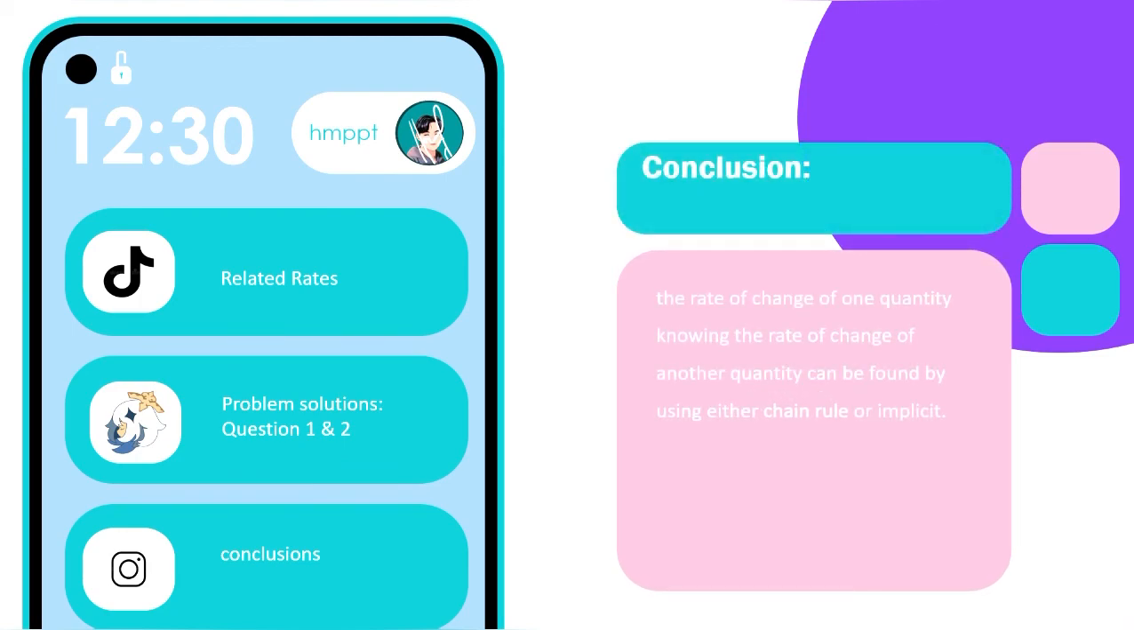So the conclusion of this whole topic is that the rate of change of one quantity, knowing the rate of change of another quantity, can be found by using either chain rule or implicit differentiation.